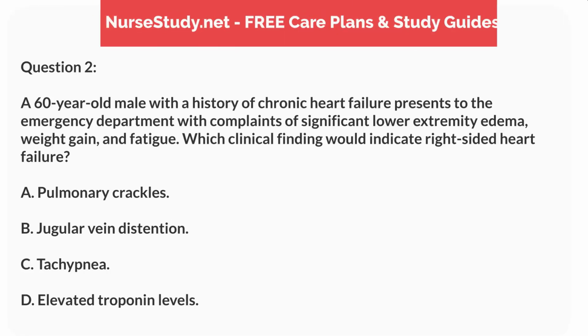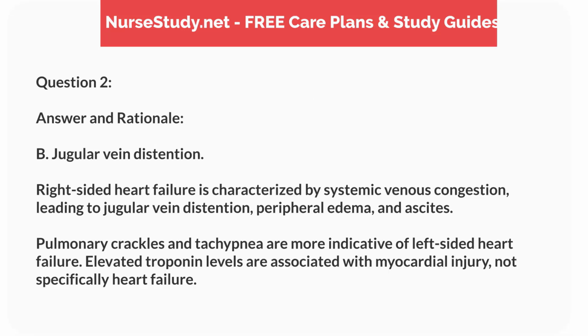Question 2. A 60-year-old male with a history of chronic heart failure presents to the emergency department with complaints of significant lower extremity edema, weight gain, and fatigue. Which clinical finding would indicate right-sided heart failure? A. Pulmonary crackles. B. Jugular vein distension. C. Tachypnea. D. Elevated troponin levels. Answer and rationale. B. Jugular vein distension.